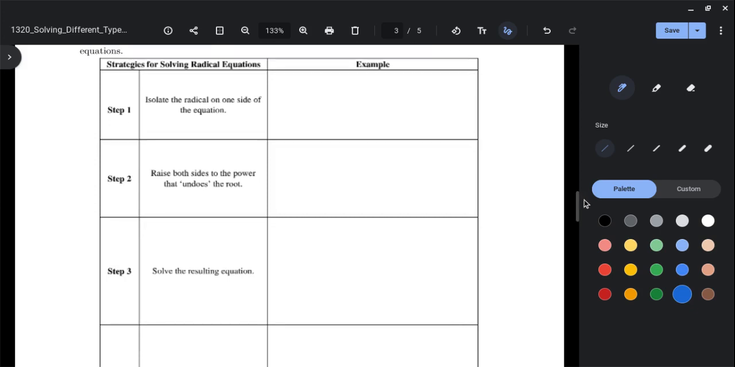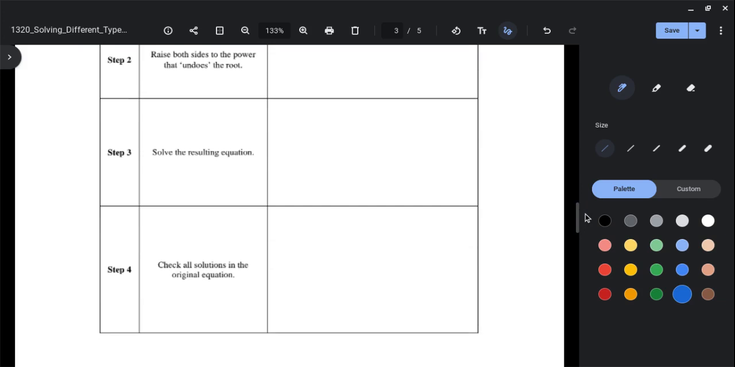So first thing we're going to do is, like I said, isolate the radical on one side of the equation. So anything that is not underneath that radical or root, make it be on the other side. Second thing, step 2, you're going to raise both sides to the power that undoes the root. So when I say that, a square root can be undone by a square. A cubed root can be undone by cubing it, and so on and so forth. Step 3, you're going to solve the equation that comes from undoing that root. And then step 4, you're going to check all your solutions.